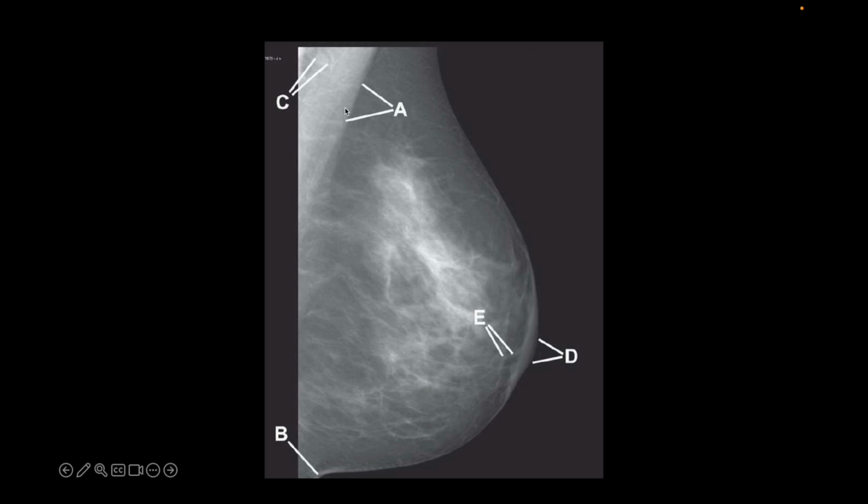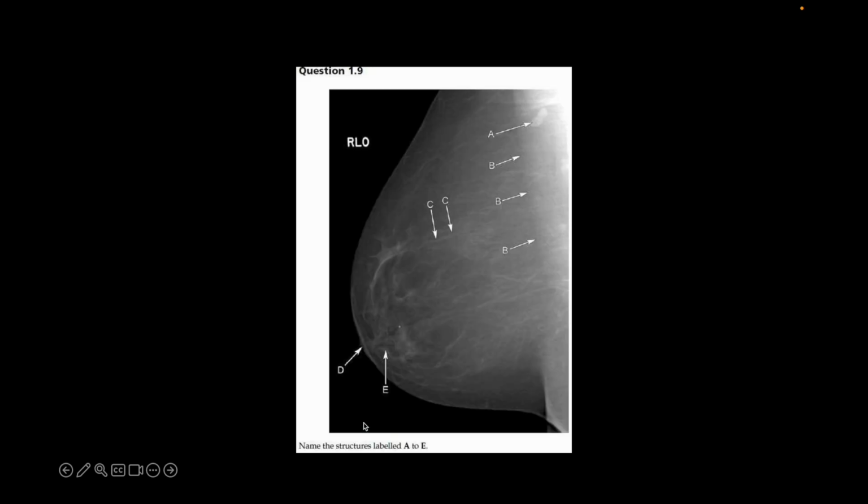This is an MLO view. A is your pectoralis major. B is your inframammary fold. C is a lymph node. There's a higher density structure here, and this is a lymph node. As you know, lymph nodes in the axilla are important when it comes to breast cancer, and you can see them on mammograms. D is your nipple or nipple areolar complex. E would be your retroareolar ducts, and then all this is your fibroglandular tissue. You've got a few Cooper's ligaments here, and these are the things that they can ask you, not much more.